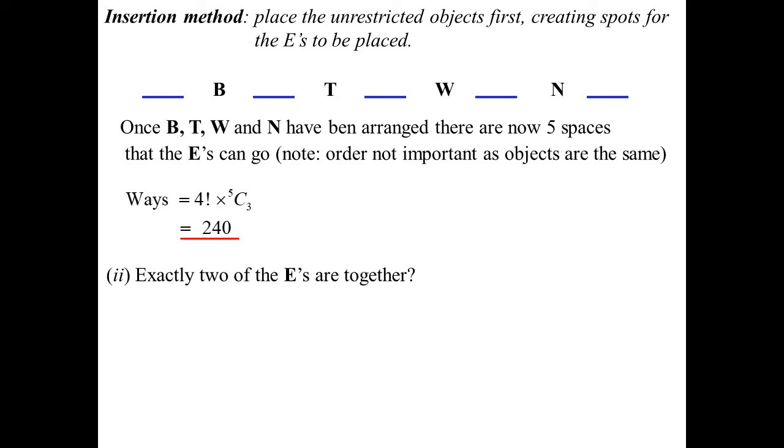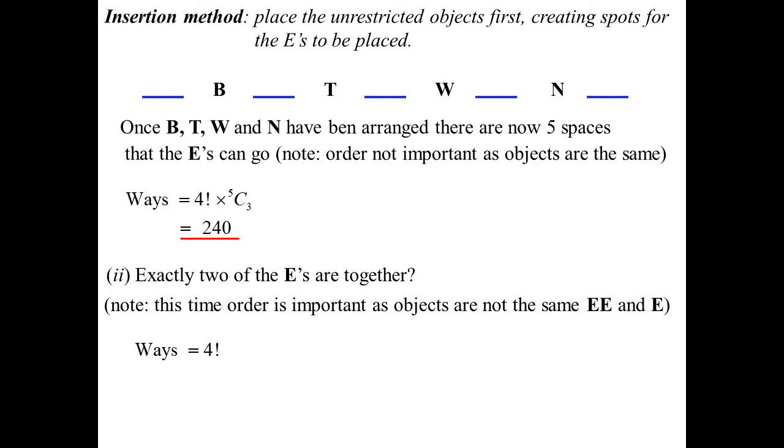What about if I said exactly 2 of the E's are together? All right, same idea. 4 factorial for those letters. I have these spaces. 2 of the E's are together, so it now means I'm going to place 2 objects. One of those objects is a double E and the other is a single E. So I'm going to put 2 objects in these 5 spaces. But now, because the objects are different, the order becomes important. So we multiply by 5P2 rather than 5C2. And there's our answer, 480. That's what we call the insertion method, and it can actually solve some of these problems quicker.